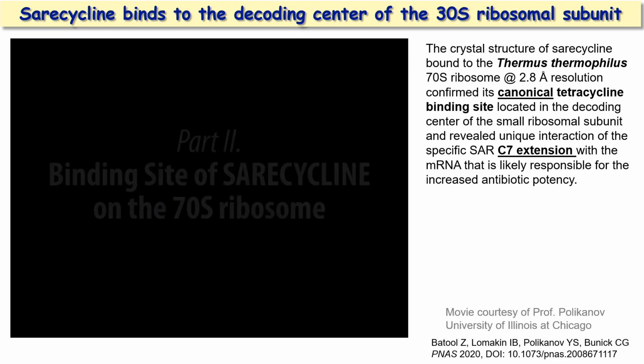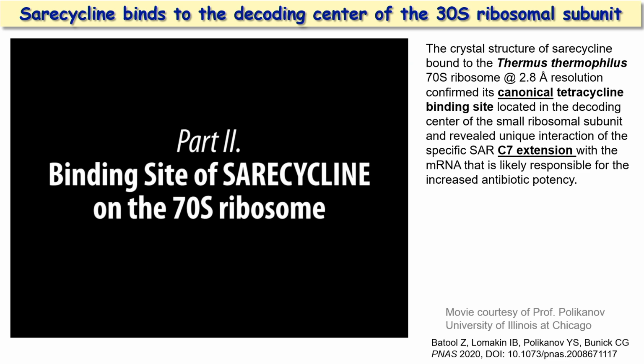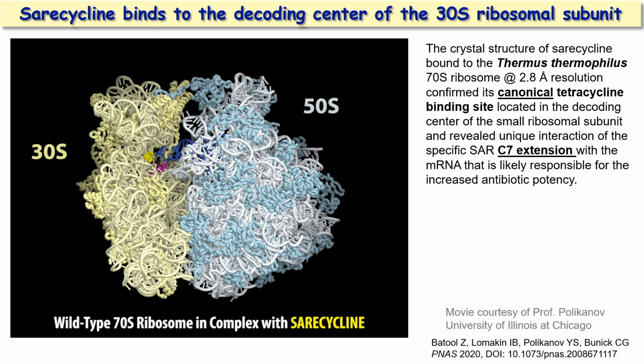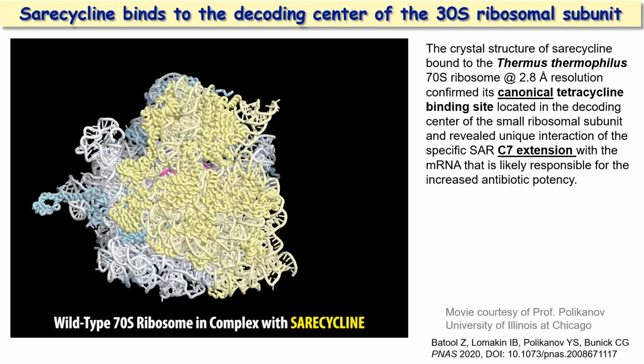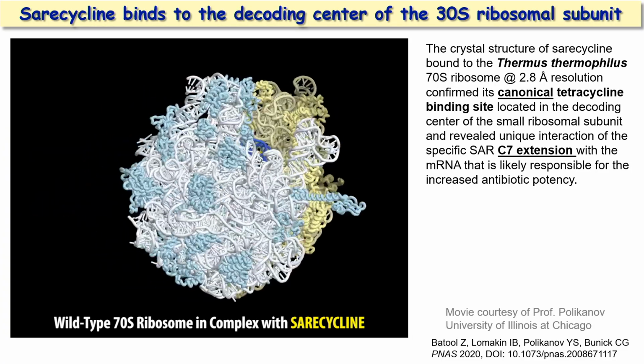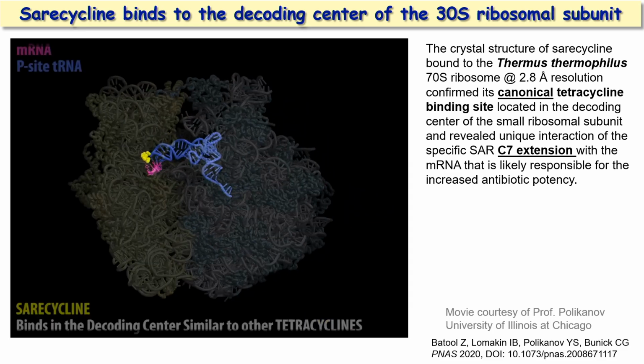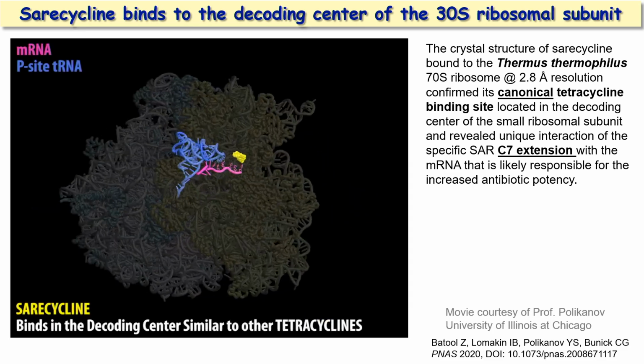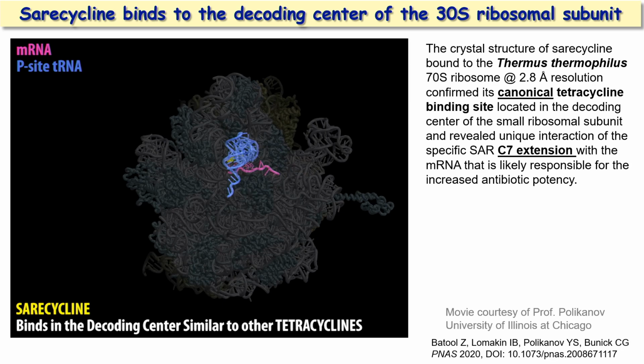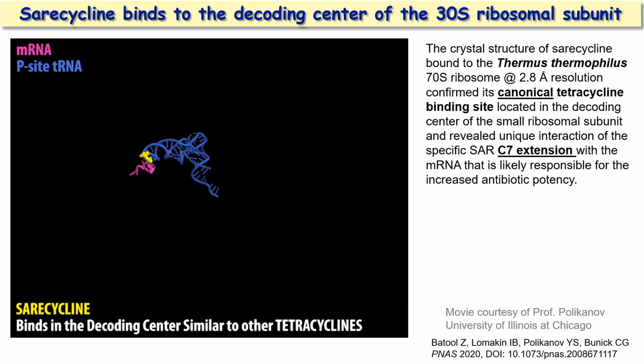So sarecycline is in yellow here, and it's also bound to the canonical tetracycline binding site. Our structure was done at atomic resolution, so we can see all hydrogen bonding interactions of sarecycline with ribosomal 16S RNA.